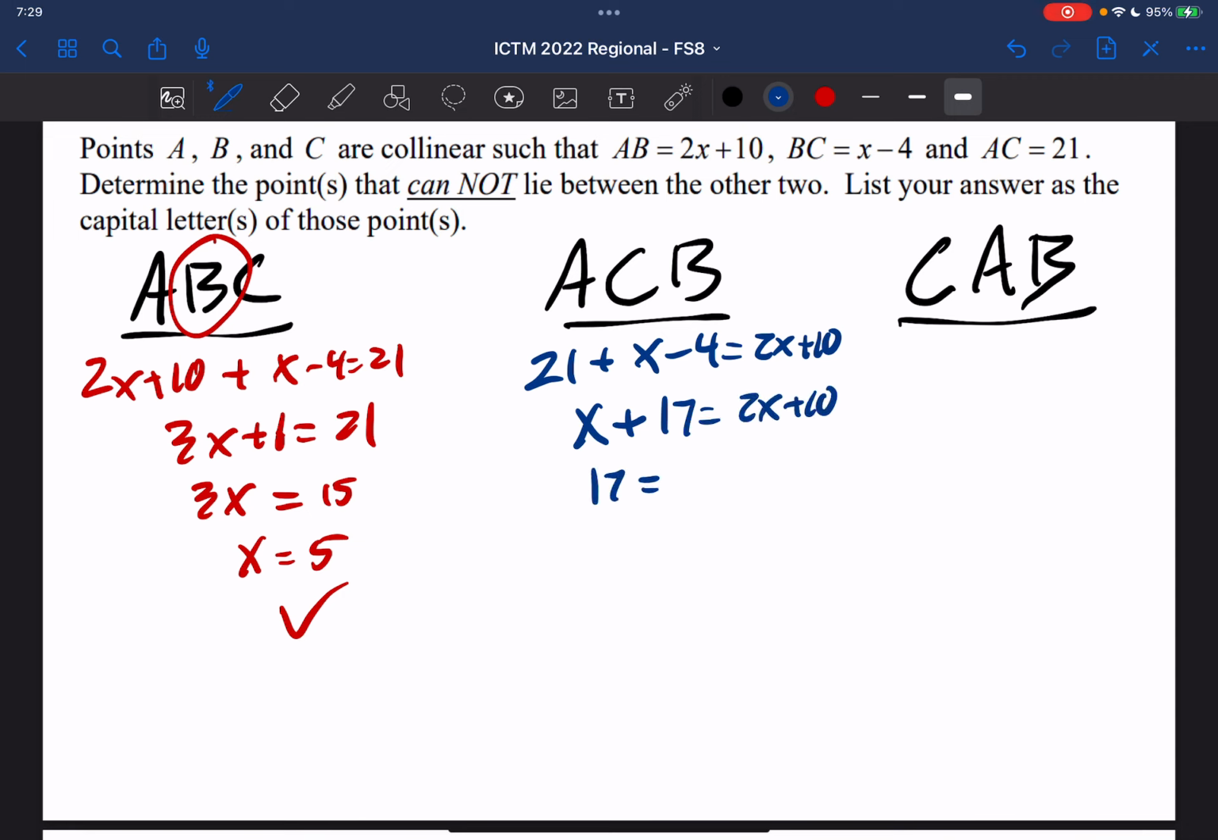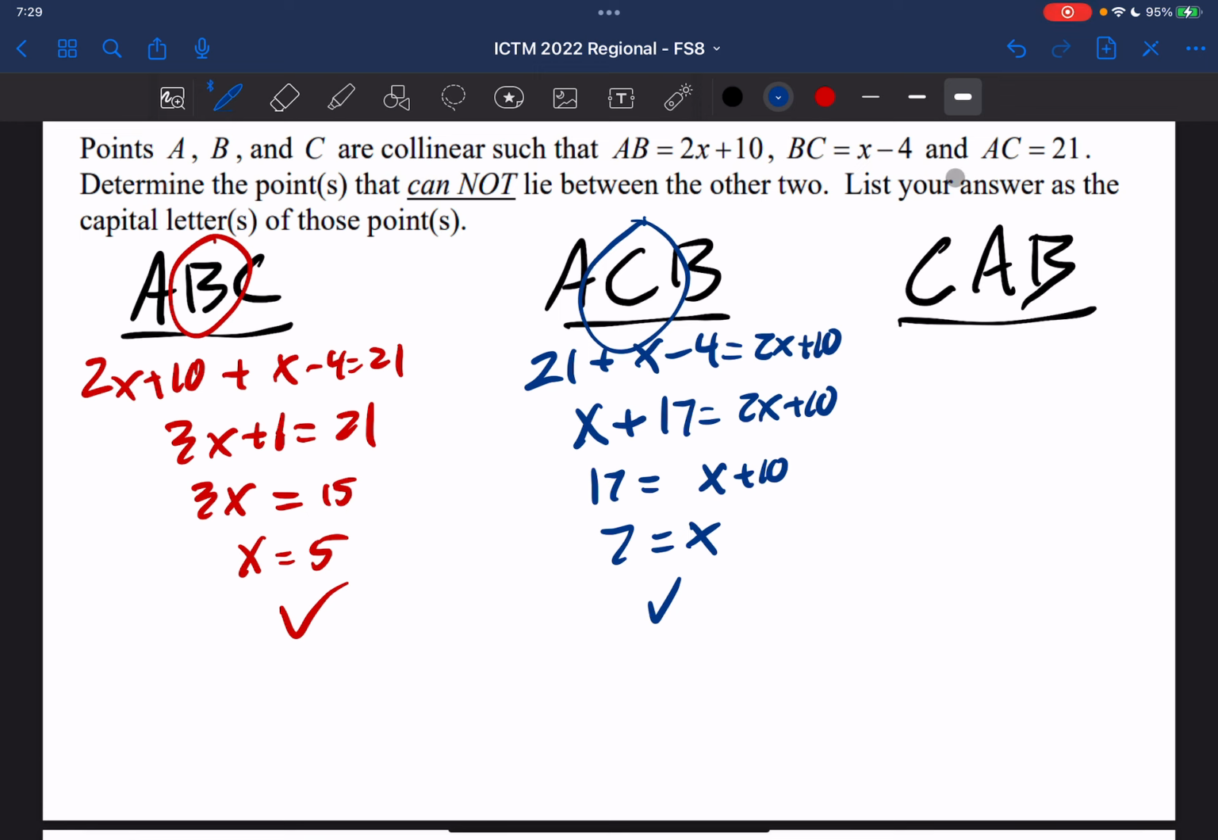So 17 equals 2x. Nope, I brought the x over. Forgot that plus 10. If I subtract the 10 over, we get 7 equals x. So that one works. So what about this one?